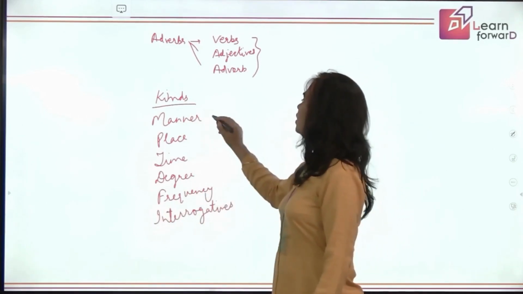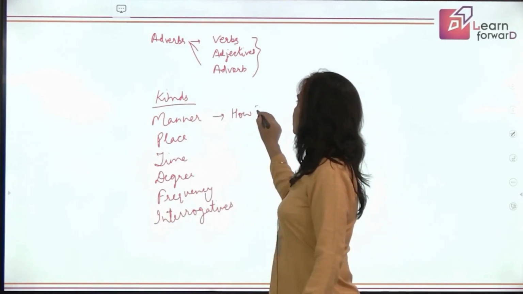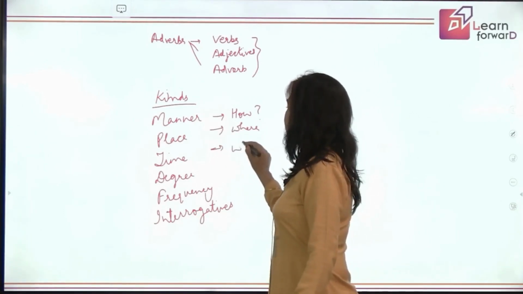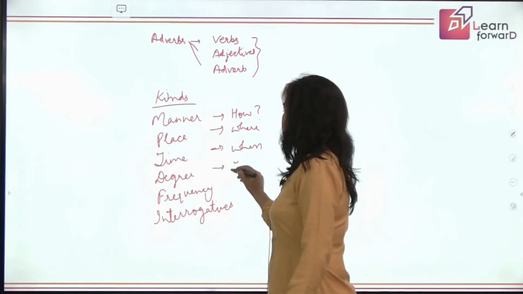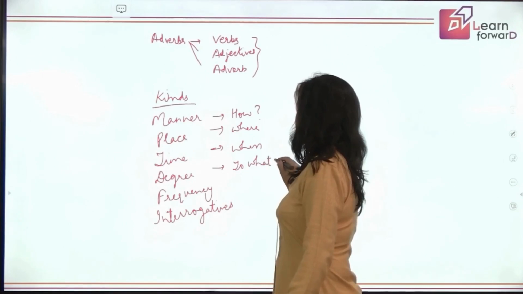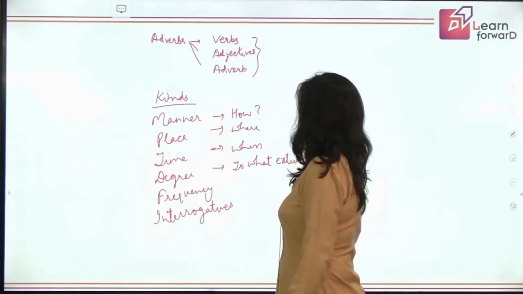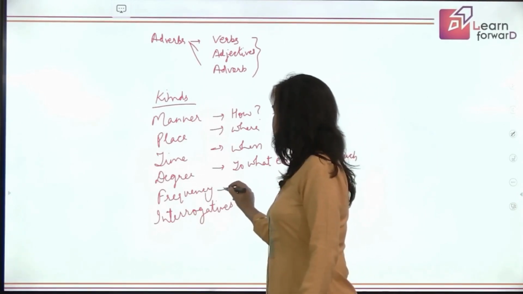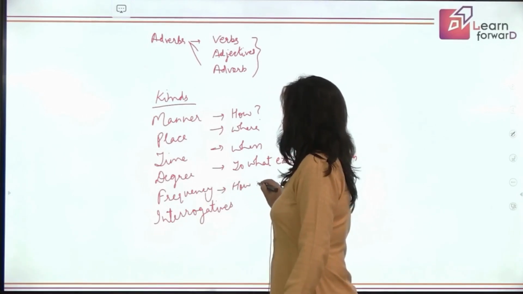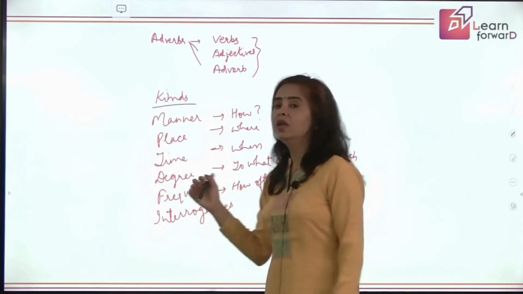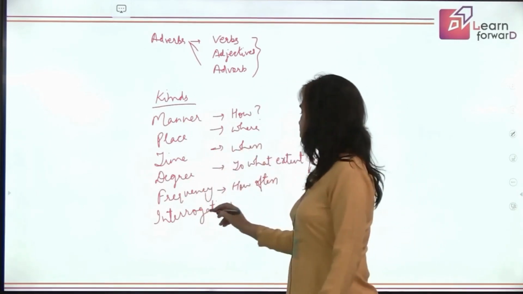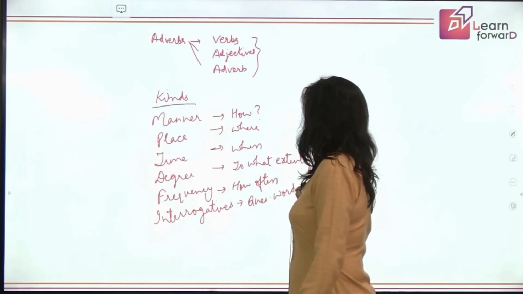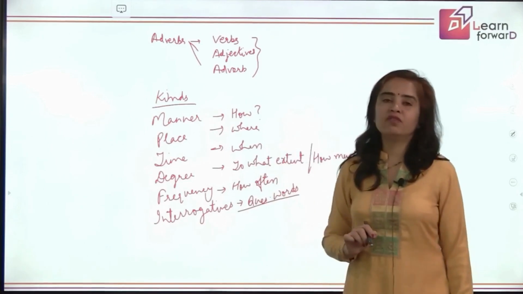Let's quickly tell: manner gives you an answer to which question? How? Then place, where; time, when. Very good. Degree, to what extent, or how much. And frequency, it is how often. That means it shows the repetition, at what interval the action is repeated. And then interrogatives themselves are question words. That's a quick recall of adverbs that we have learned till now.